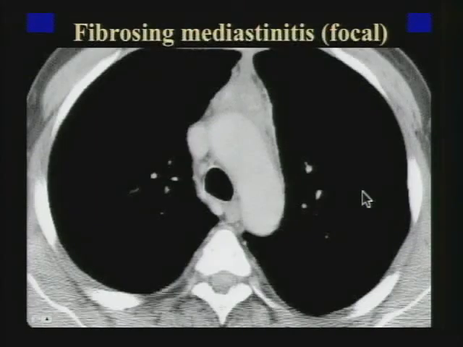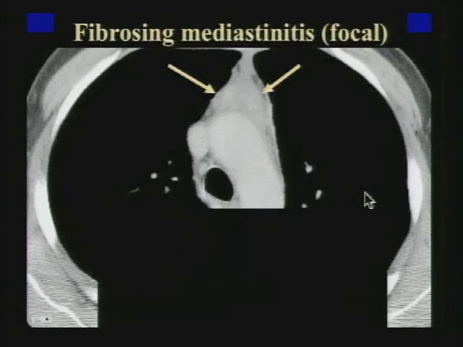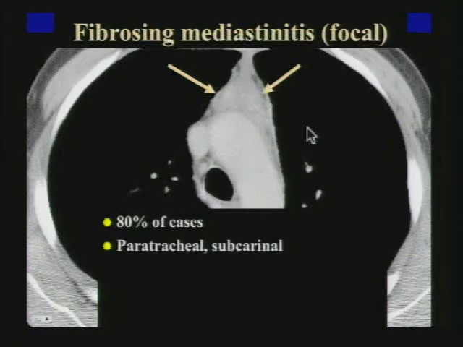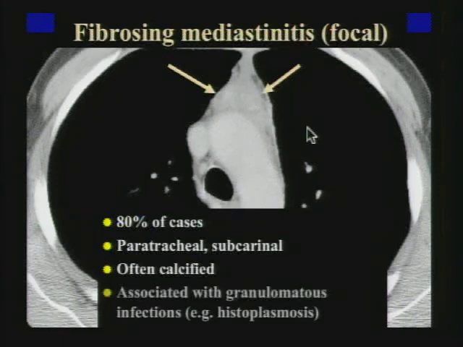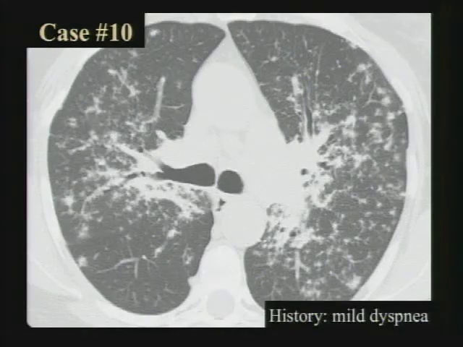Fibrosing mediastinitis can also be focal. This is more common. There's a nice example, just this sort of isolated, ill-defined prevascular soft tissue that was the only abnormality. This is the majority of cases. The most common locations are paratracheal and subcarinal, often calcified, and this is the one that is associated with particularly old histoplasmosis.